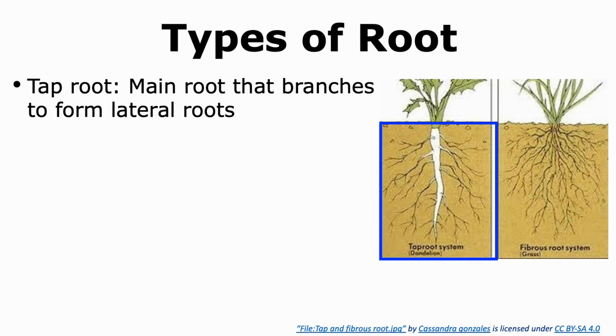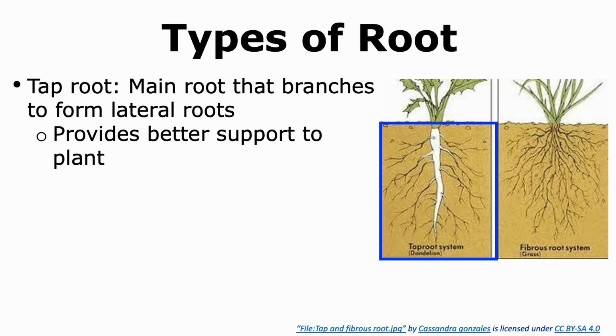There are different types of roots that are observed in plants. A taproot is where there is a main primary root that branches to form lateral roots. Taproots provide better support to the plant and are commonly observed in gymnosperms as well as eudicots.